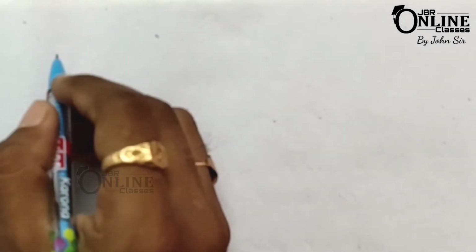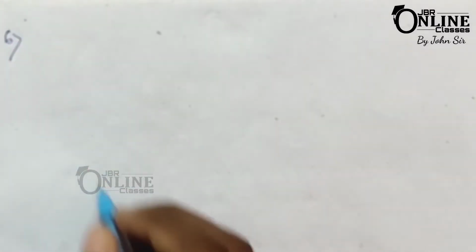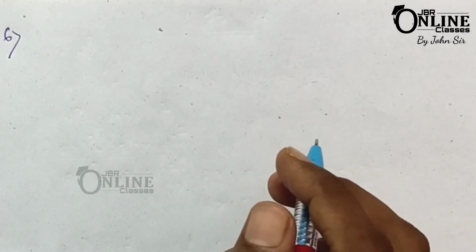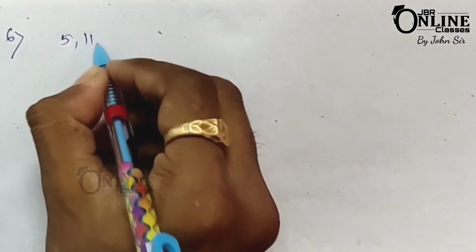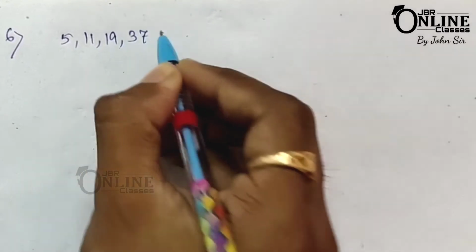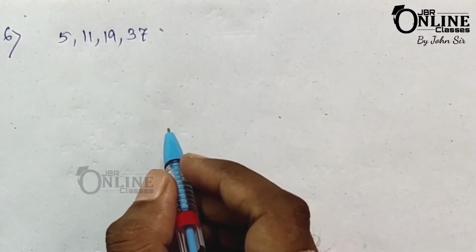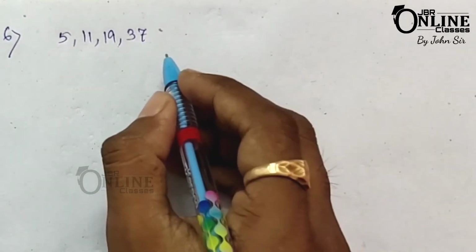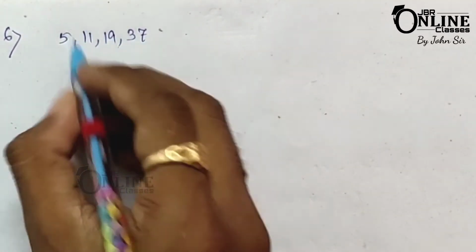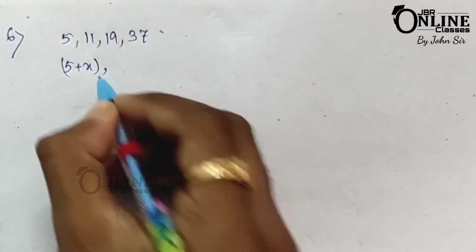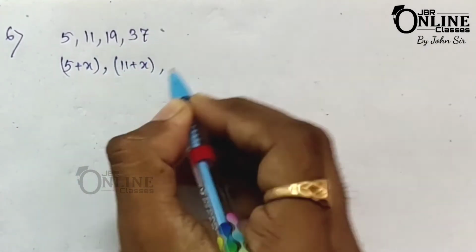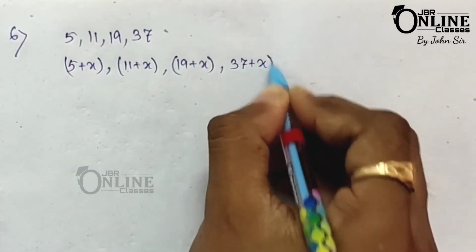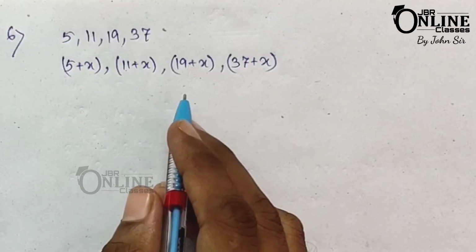Now next, sum number 6. In sum number 6, what number must be added to each of the numbers 5, 11, 19 and 37? What number must be added to each of the numbers so that they are in proportion? Suppose x must be added to each of the numbers. So the numbers will be 5 plus x, 11 plus x, 19 plus x and 37 plus x. So now these four numbers are in proportion.